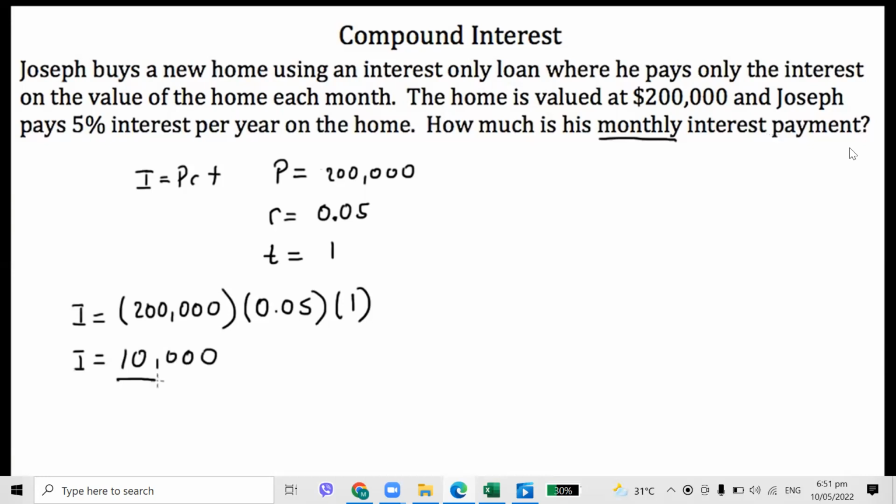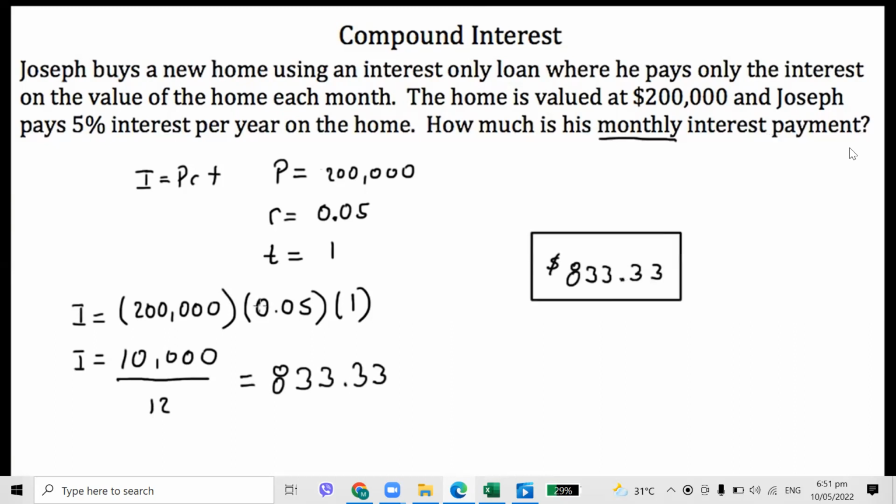So, assuming he pays the same amount every month, we can take this $10,000 and divide it by 12. If we do that, we'll get $833.33. So, Joseph is paying $833.33 every month for his home.